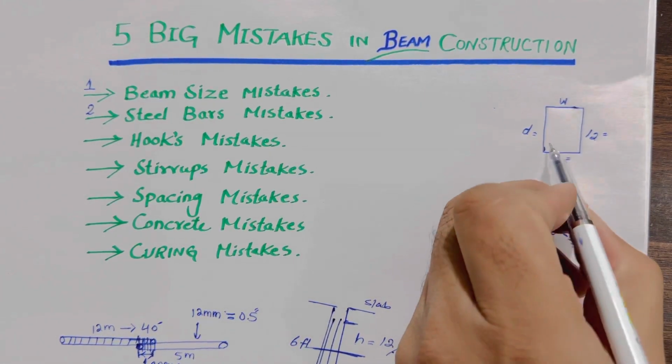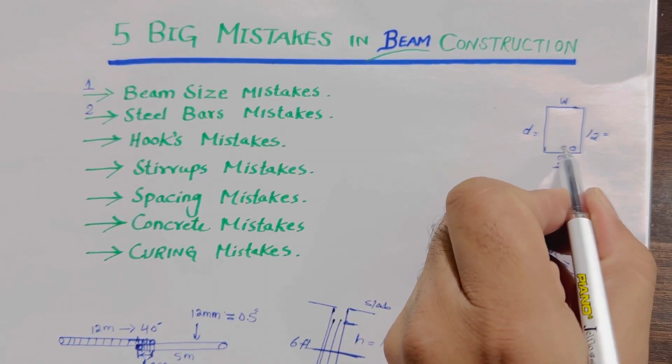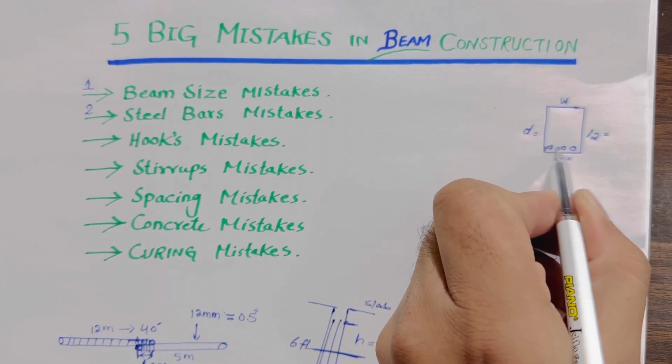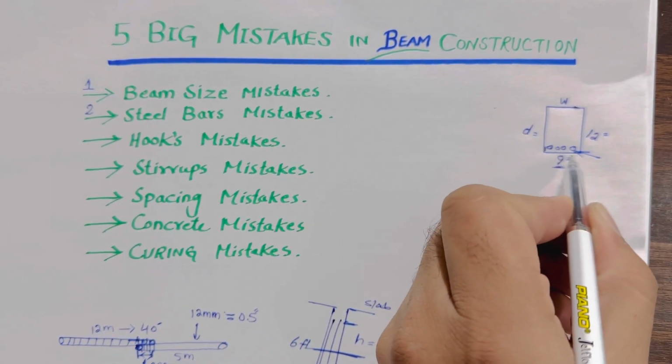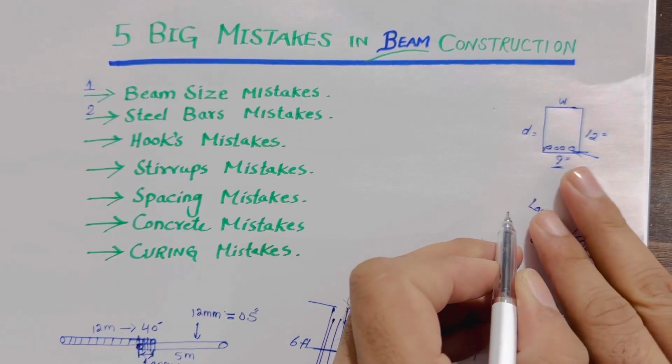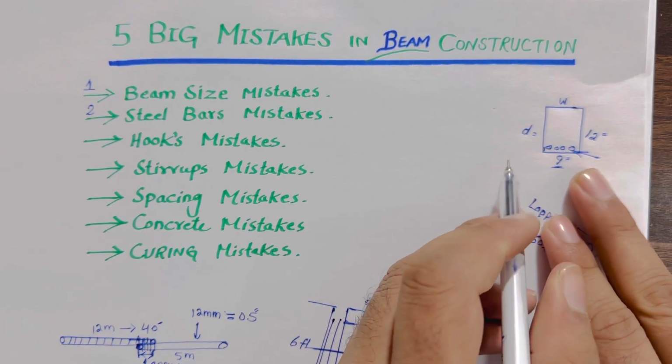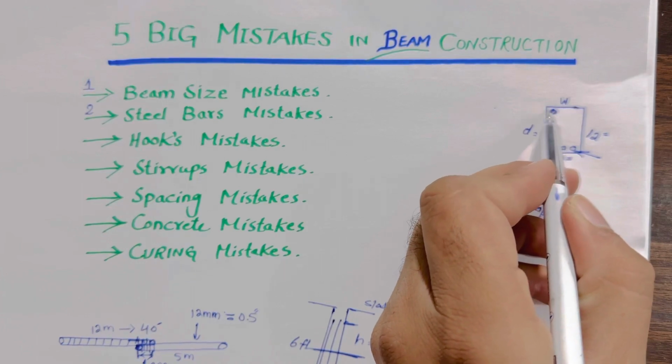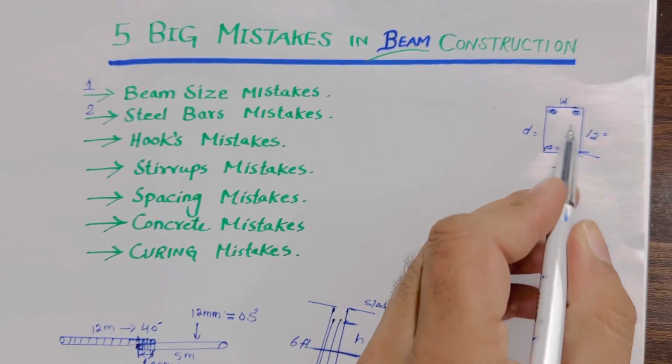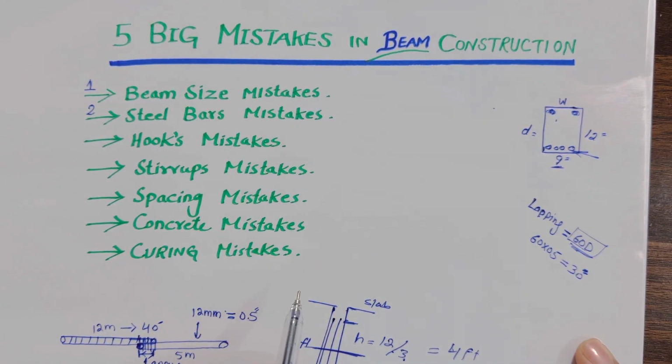And next, guys, remember at the bottom you should provide a maximum number of rods compared to the upper portion, because concrete is weak in tension, so we provide more steel reinforcement in the bottom portion, which is the tension zone. In the compression zone you can provide fewer steel rods compared to the bottom, because this is the compression zone and concrete is strong in compression.